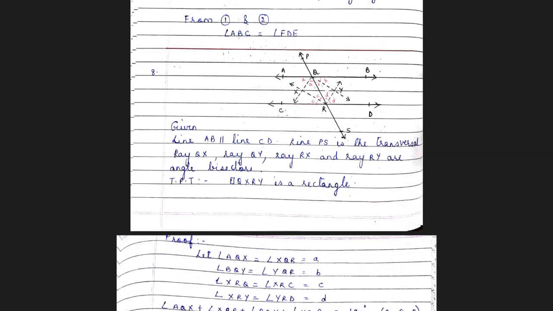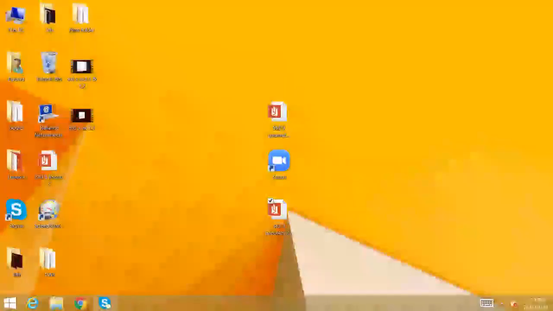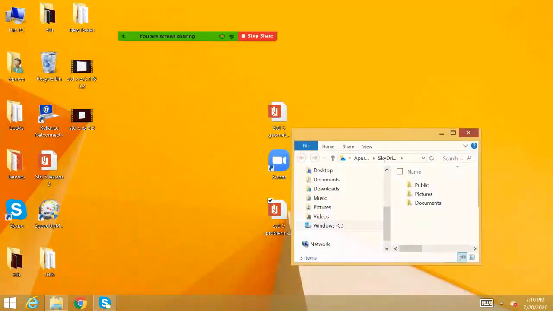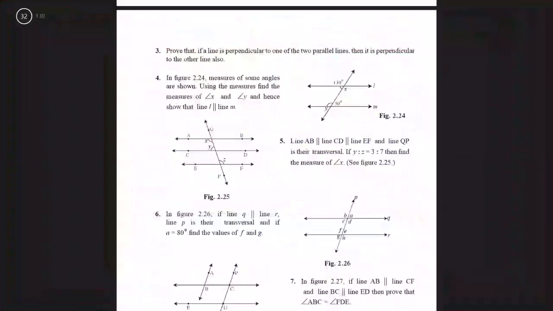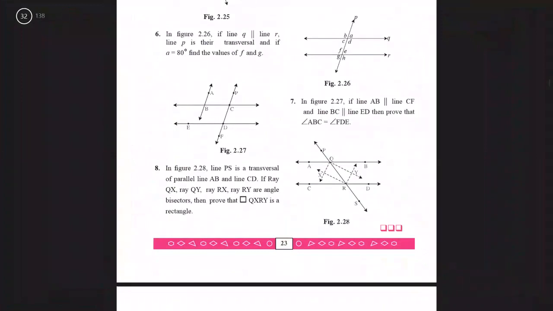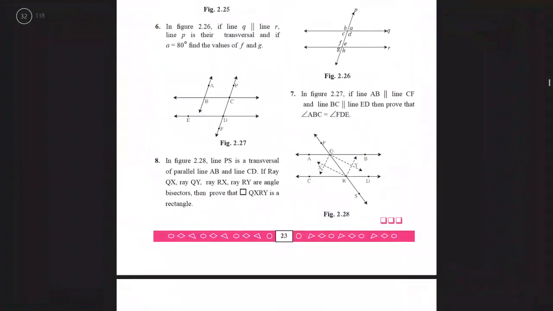Okay. So with that, we finish question number 8 of the problem set, and therefore we finish all the questions in your problem set. I hope you have understood it. Go through it carefully and please write it down in your classworks. So with this, we finish lesson number 2, parallel lines. In the next session that we have, we will start with the chapter triangles. Okay. Thank you, children.